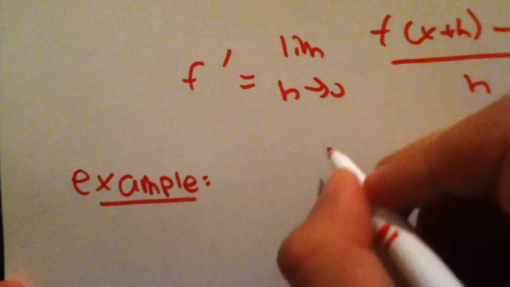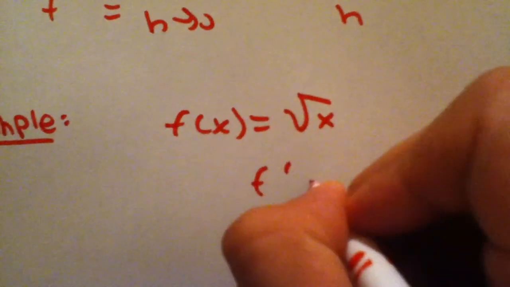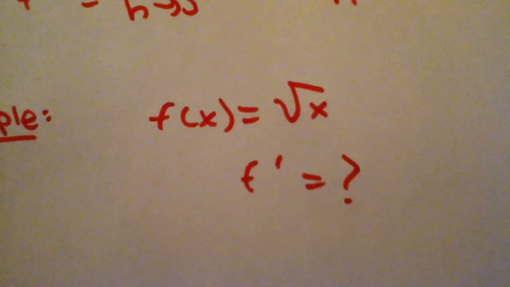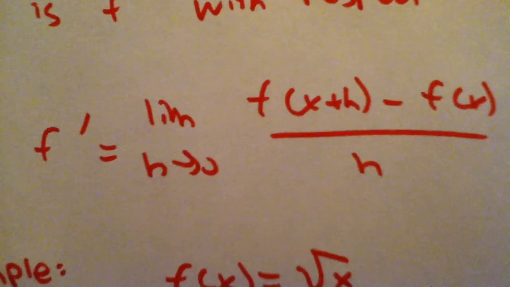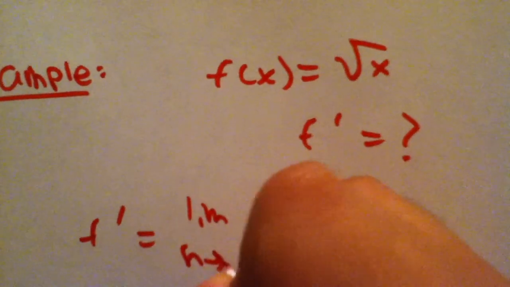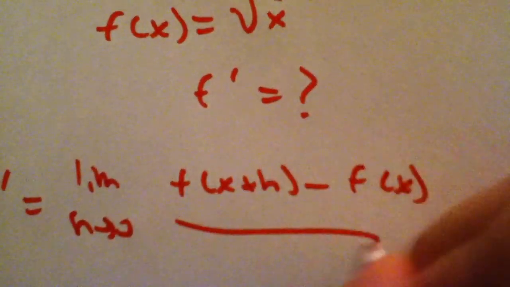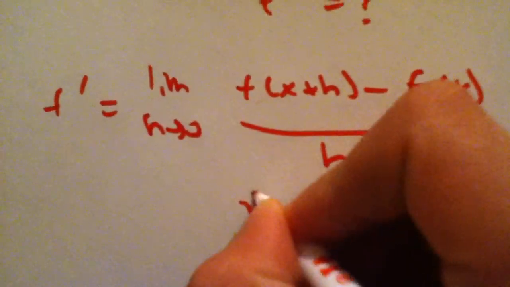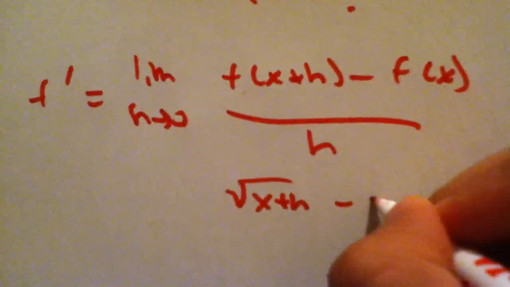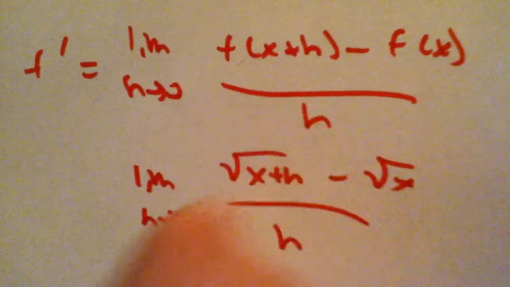So the example we'll take today is f of x is equal to square root of x. So what is f prime? Our formula above states that f prime is equal to the limit as h approaches 0 of f of x plus h minus f of x over h. Now let's replace these things. So f of x plus h is square root of x plus h minus square root of x over h, and this is a limit as h approaches 0.